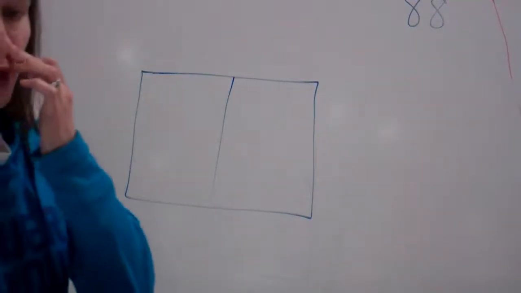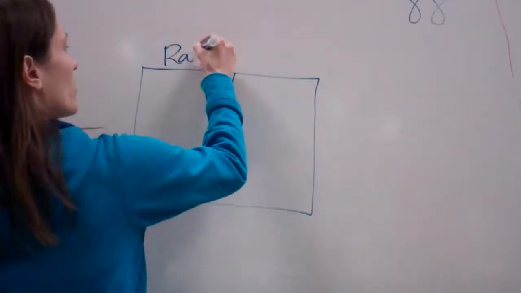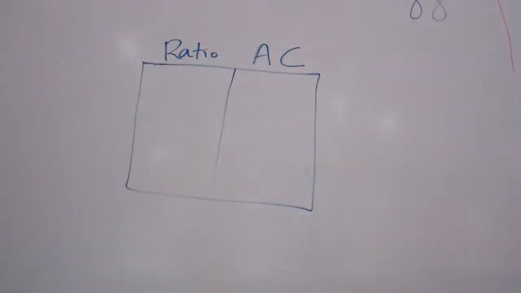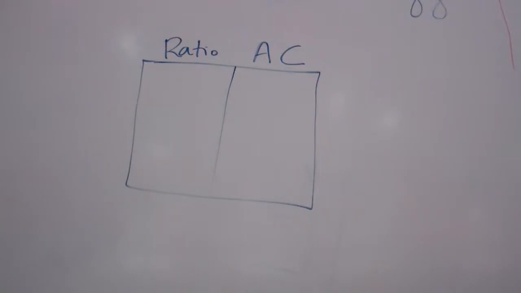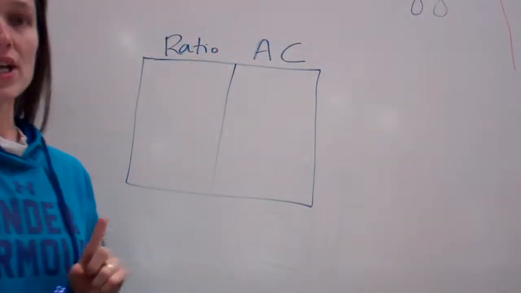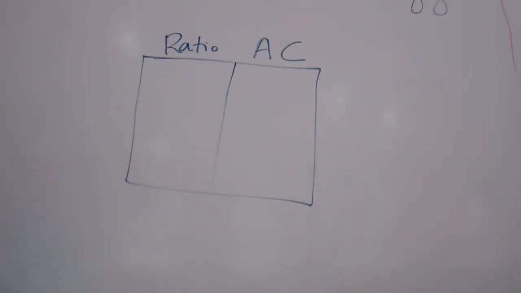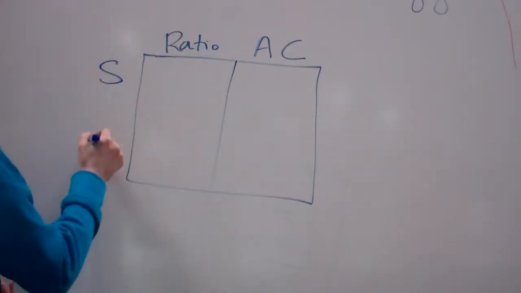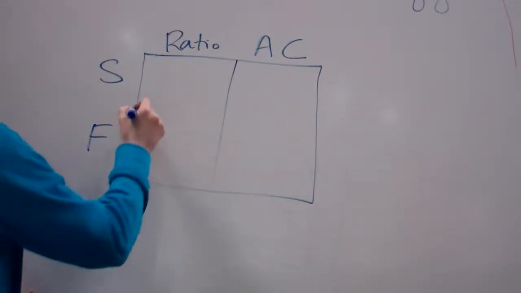Ratio box, and what it's going to look like is it's going to say ratio on the left side, actual count. I just put AC on that, okay? Actual count, the actual amount that you're looking at, okay? And here's what they tell me. The ratio of salamanders to frogs, okay? So those are the two things we're comparing. I'm going to put salamander S, frogs, that one, okay?